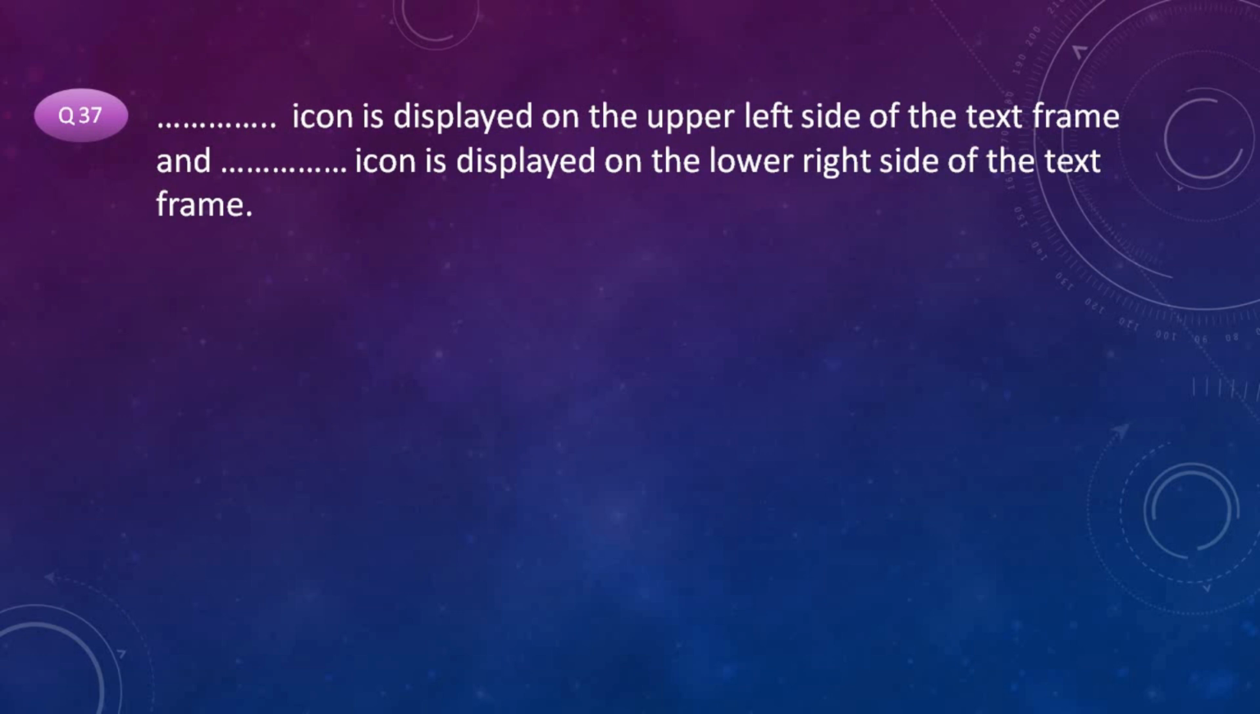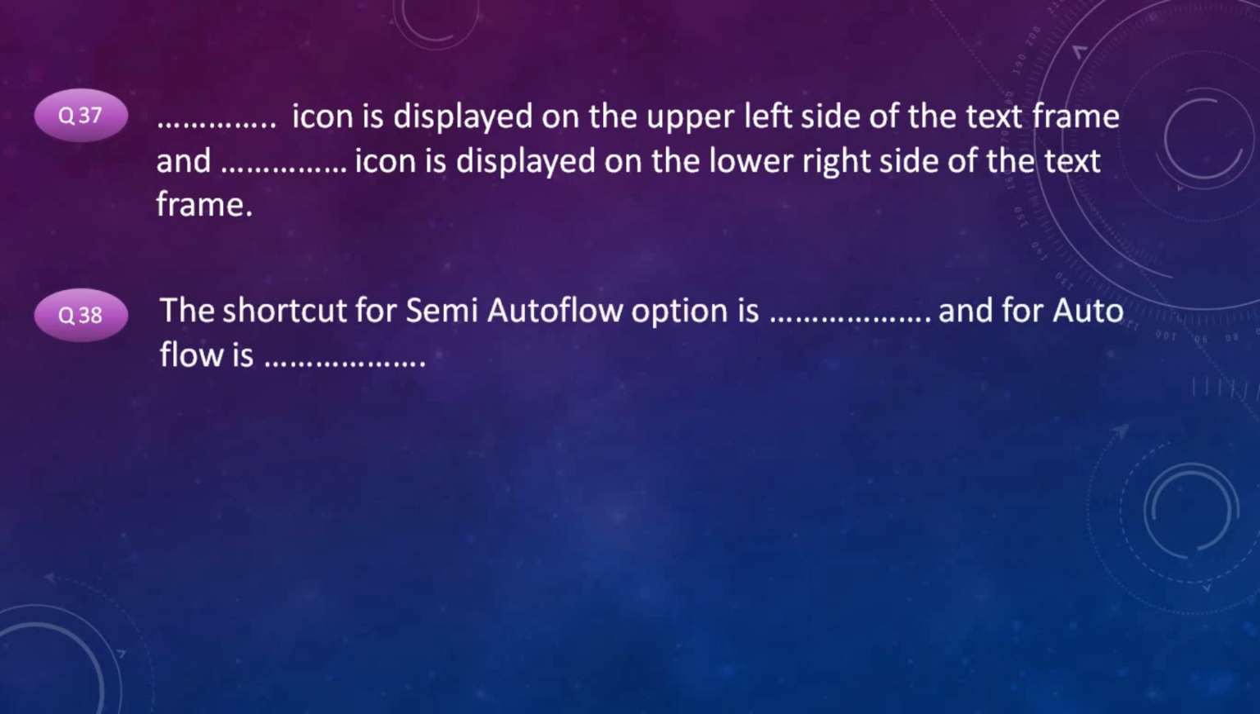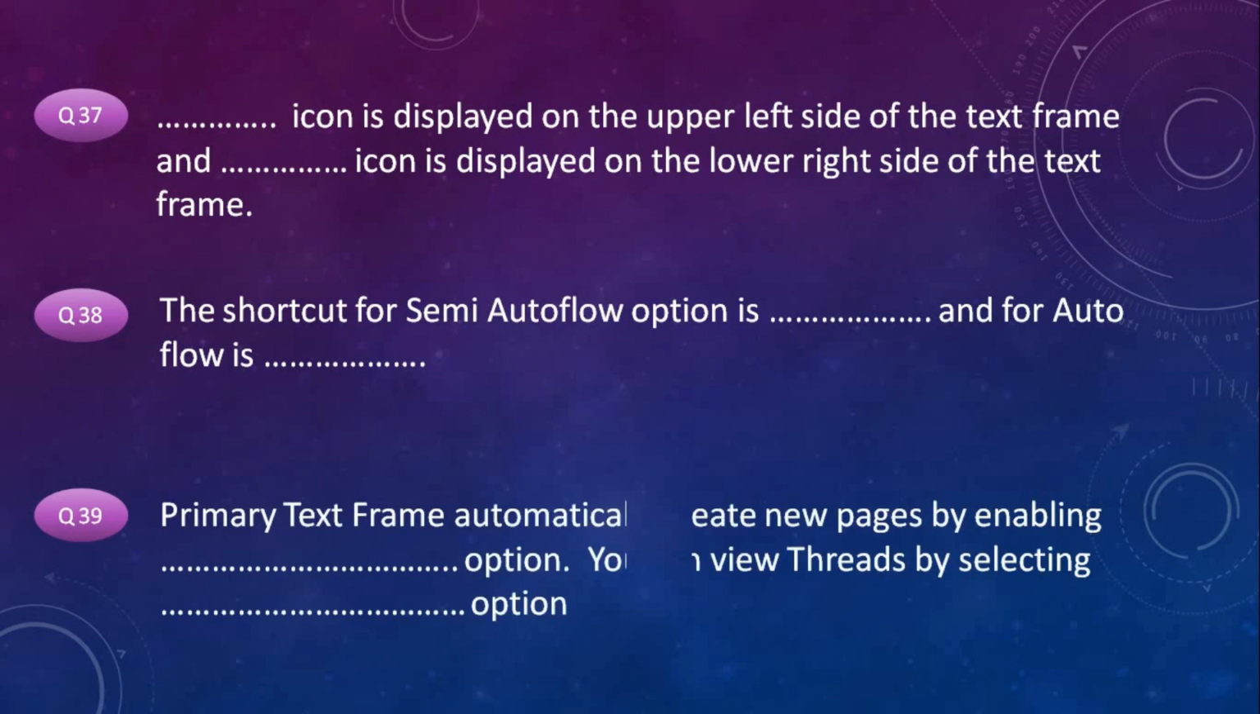Dash icon is displayed on the upper left side of the text frame and dash icon is displayed on the lower right side of the text frame. The shortcut for semi-autoflow option is dash and for autoflow is dash. Primary text frame automatically create new pages by enabling dash option. You can view threads by selecting dash option.